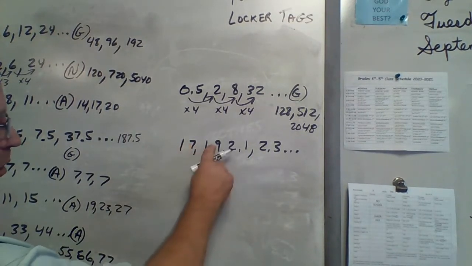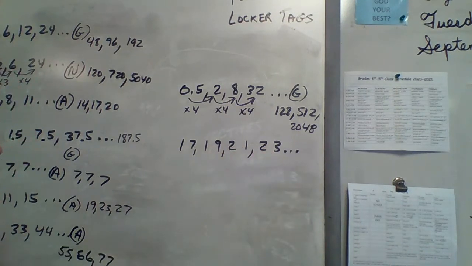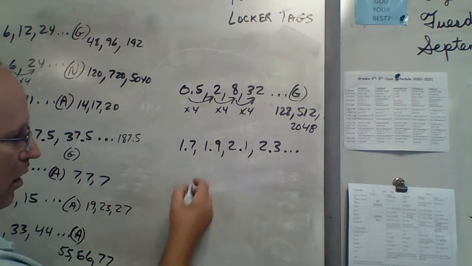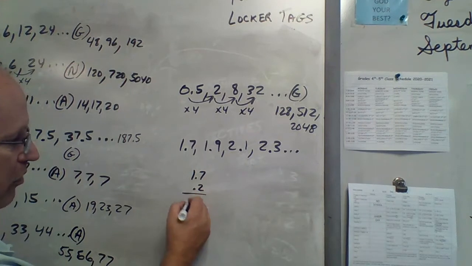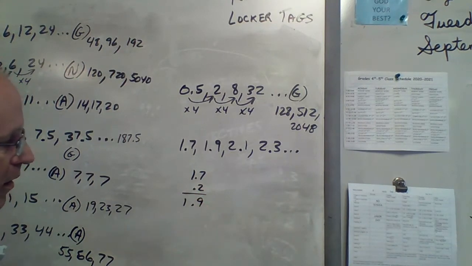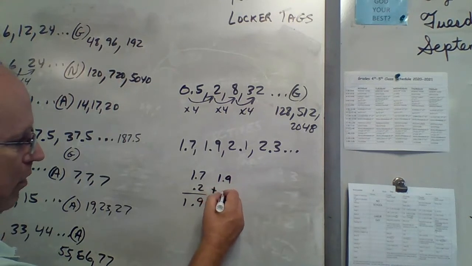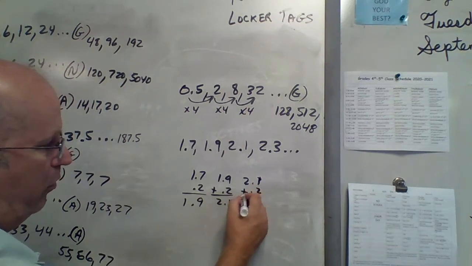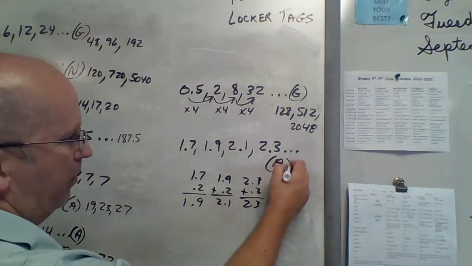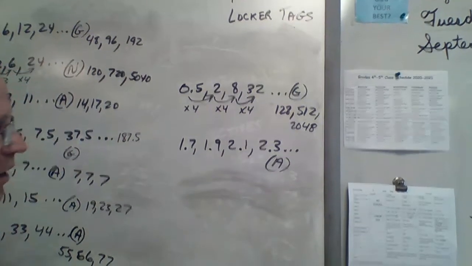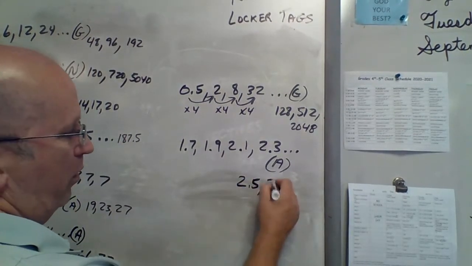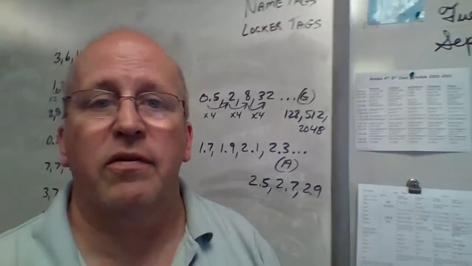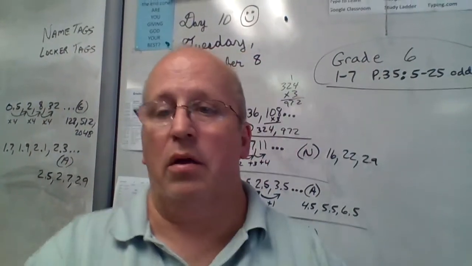What if I got rid of the decimal point? Is it easier to see? If I don't have the decimal point, it's an adding of 2. What if I do have the decimal point? Then it's an adding of 0.2 each time, isn't it? Yep. 1.9 plus 0.2 is 2.1, and 2.1 plus 0.2 is 2.3. So this is arithmetic, and it's arithmetic because we're adding 0.2. So the next numbers would be 2.5, 2.7, and 2.9. Hopefully this makes sense to you. If you are stuck, ask me some questions.